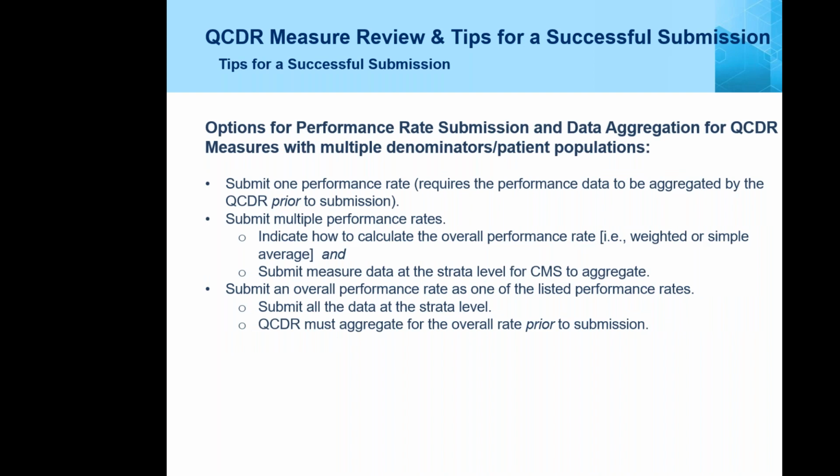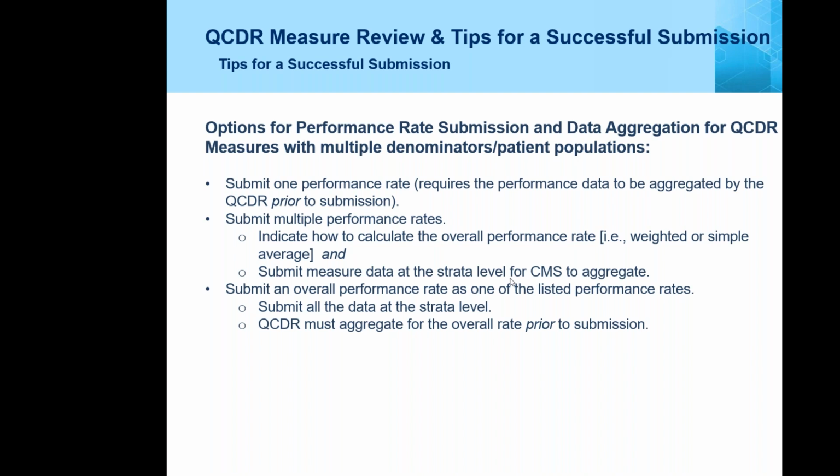This is something that comes up frequently: who is responsible for submitting the data, or who's actually going to calculate the results of the QCDR measure data score, the performance score. So these are options for performance rate submission and data aggregation for QCDR measures that have multiple denominators or patient populations. If you do submit one performance rate, this means that the QCDR is required to aggregate the performance data prior to the submission of the data.